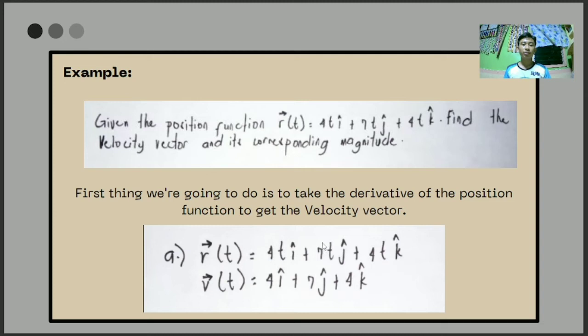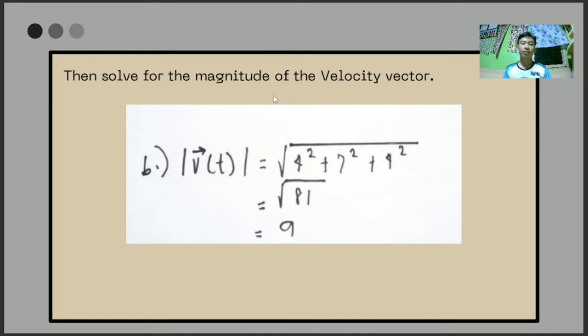And also we're told to find its corresponding magnitude. So to solve for the magnitude of the velocity vector, like what I've said earlier, we're going to square all the components and then take its square root. So the magnitude of the velocity vector v of t is equal to the square root of 4 squared plus 7 squared plus 4 squared. So the square root of this is the square root of 81, and the square root of 81 is 9. So that's how we're going to solve for the velocity vector and the magnitude of the velocity vector.